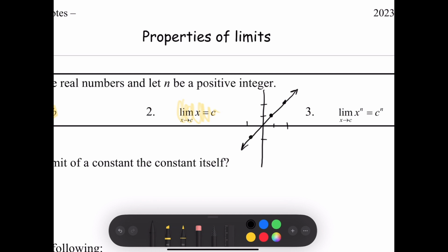Now, let's say I'm observing this function of x, and as x approaches 1, because my function slope is 1 over 1, the limit as I approach 1 on the x-axis is going to be 1 on the y-axis. Same for 2. If I approach 2 on the x-axis, my limit will be 2 on the y-axis. And this will continue for all values of x on a line. If I observe 3 on the x-axis, my limit is going to be 3 on the y-axis, etc.